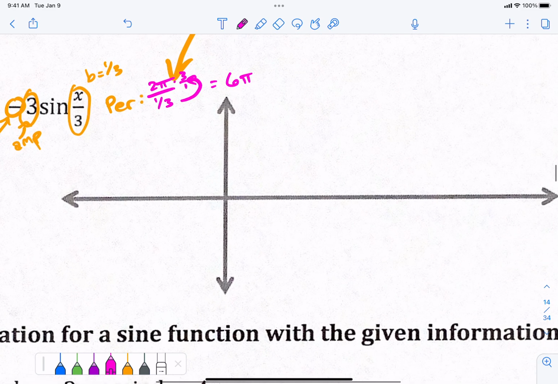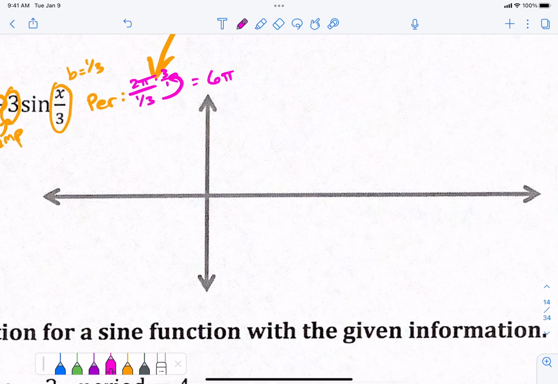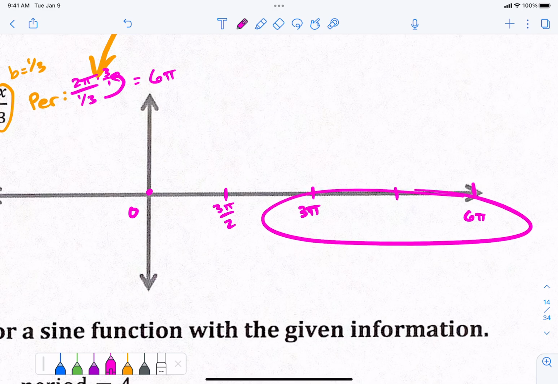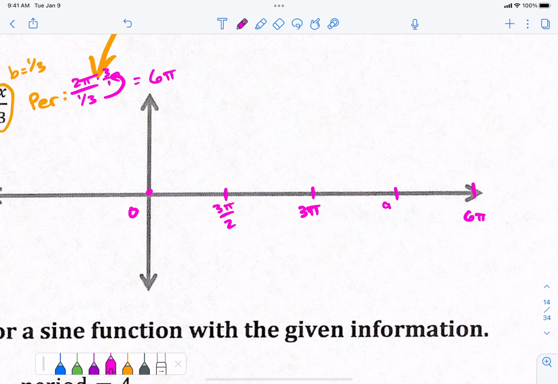What would you like to label first? The 6 pi. So we're going from 0 all the way to 6 pi here, and I'm going to make my markings in the middle. This middle one would be 3 pi. Then I'm going to put a tick mark here and a tick mark here. This would be 1.5 pi. Halfway between 0 and 3 is 1.5, which would be 3 pi over 2. This would be 4.5 pi, which is 9 pi over 2. You don't have to label those, but you can if you want to.